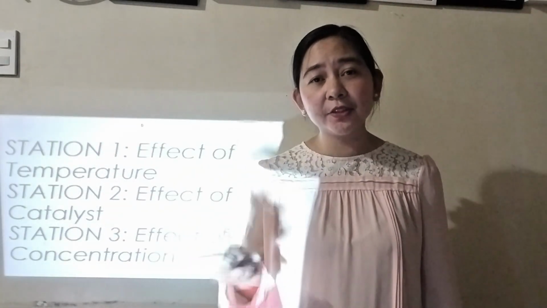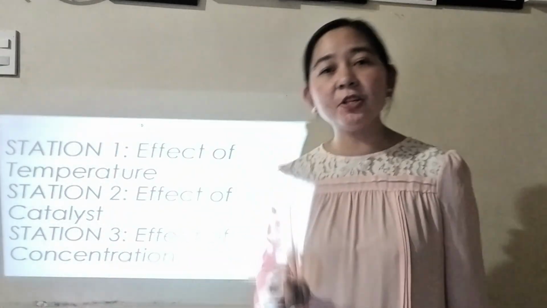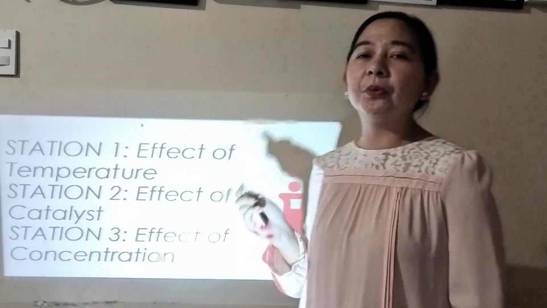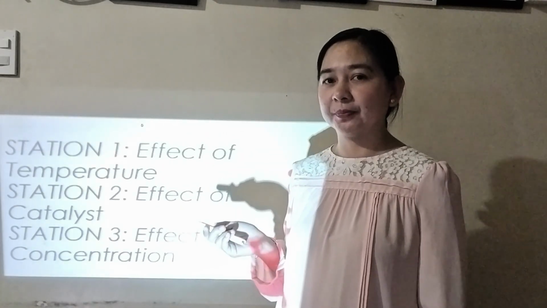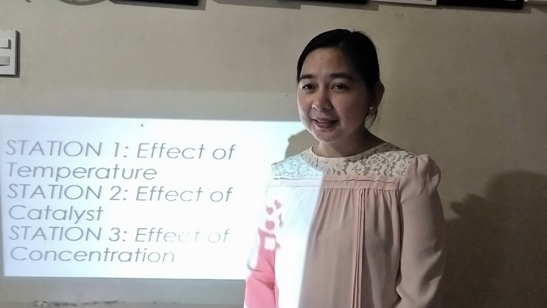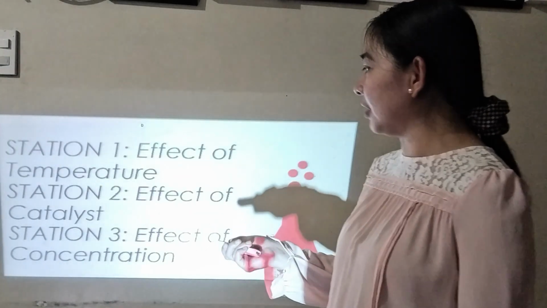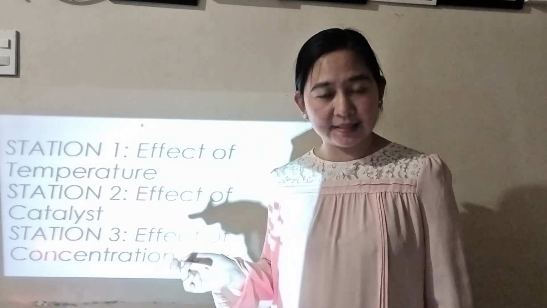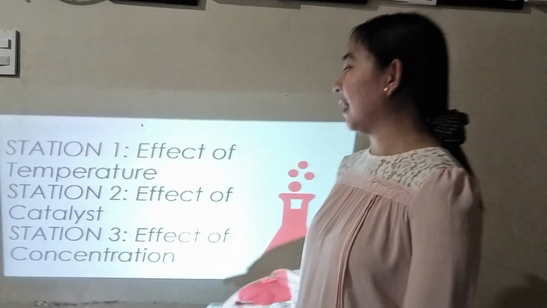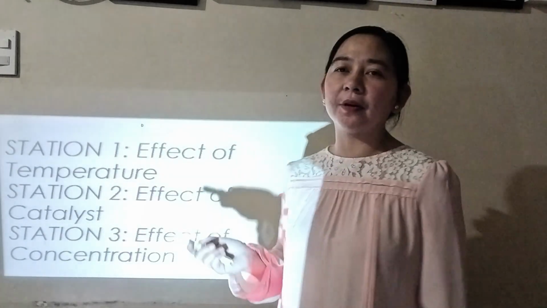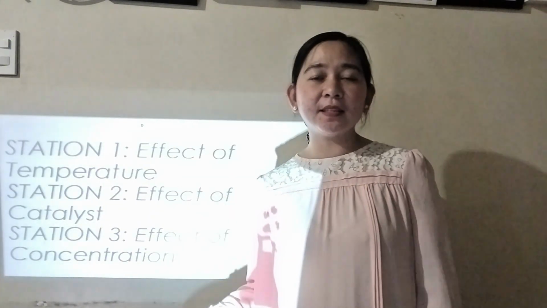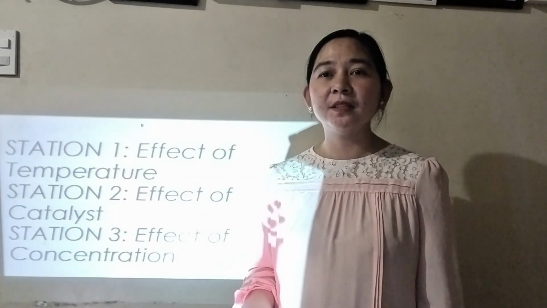As you can see on your table, there is station 1, station 2, and station 3. For station number 1, you're going to work on the effect of temperature. Take note of our laboratory safety procedures. At the second station, you are going to work on the effect of catalyst. May I see the second station? How about the third station? The third station is going to work on the effect of concentration. May I see the people who will work on station 3.